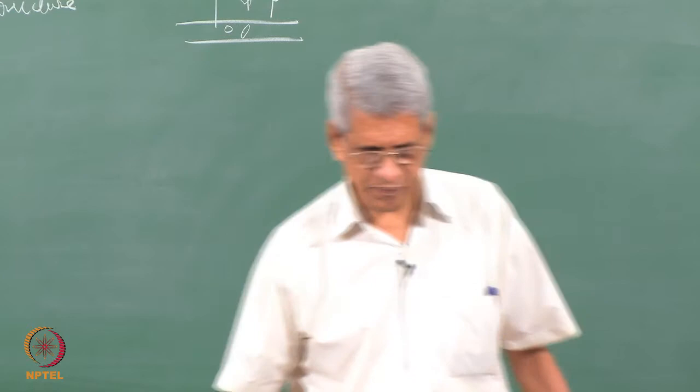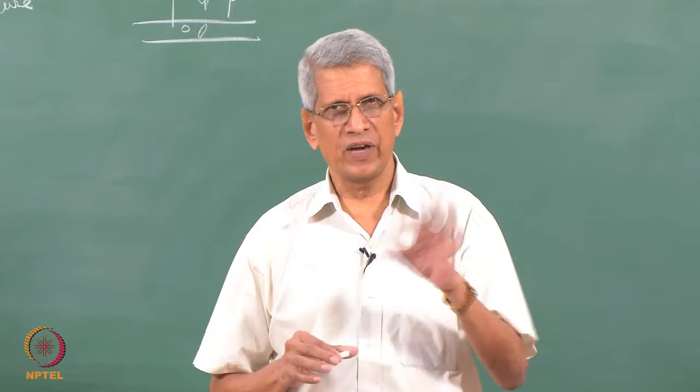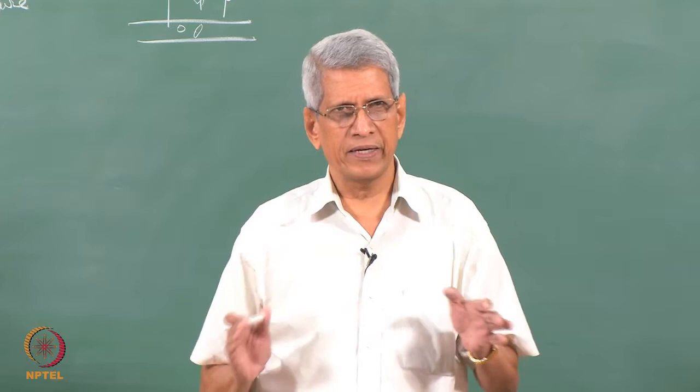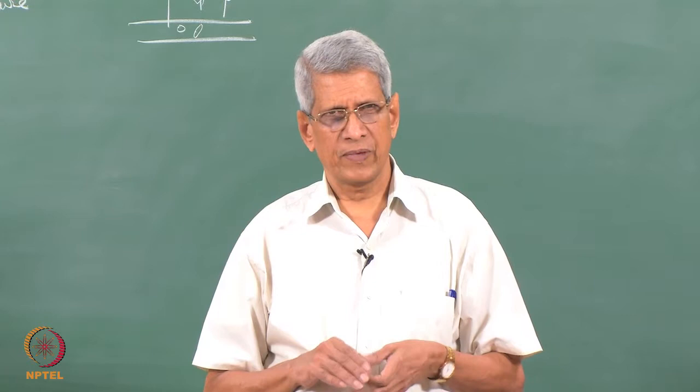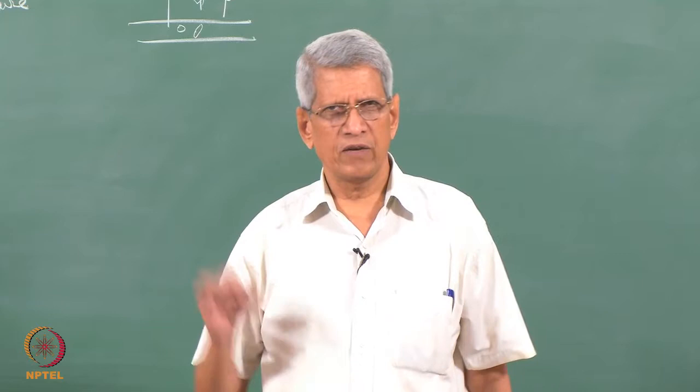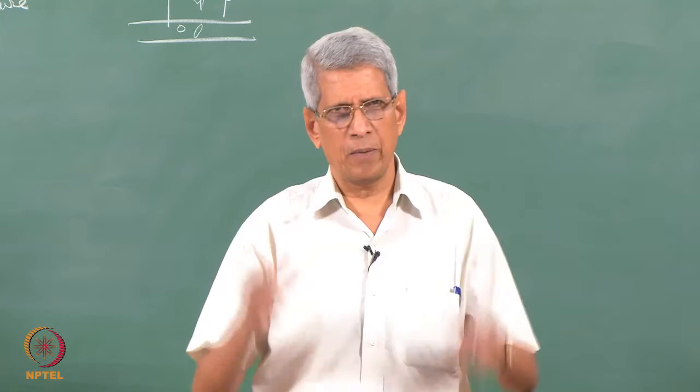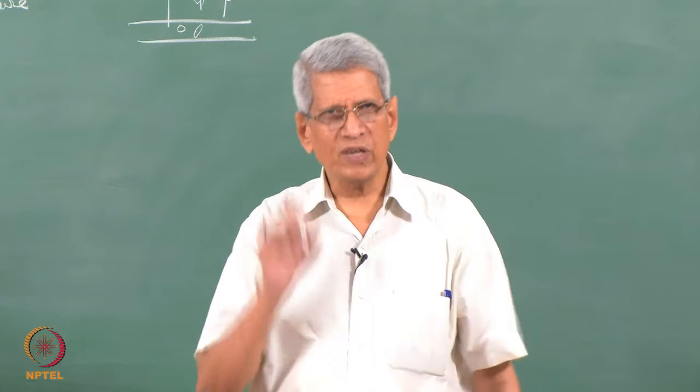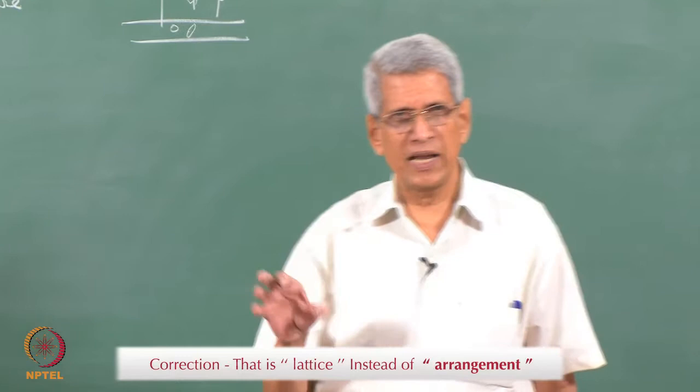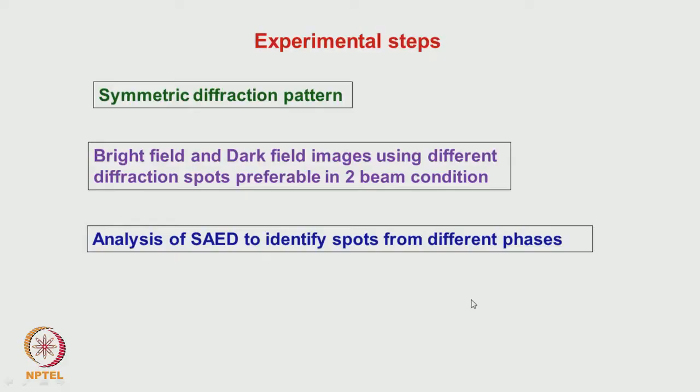Okay. The next step is that you analyze the diffraction pattern to identify the spots. From a single phase, we get an essentially two-dimensional periodic pattern, which is a reciprocal lattice section. It's easy to analyze it and find out which crystal structure. But when we have patterns from other phases, the pattern looks like a random distribution of a lot of spots. The first thing you have to identify is what types of periodic two-dimensional lattices are present there. That's the first step in the analysis of the diffraction pattern.